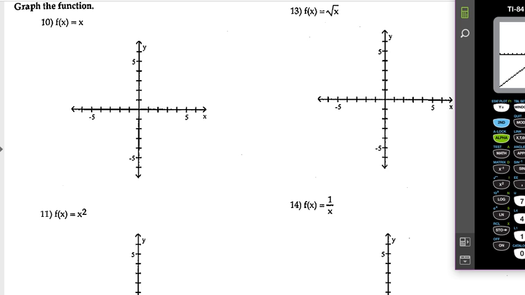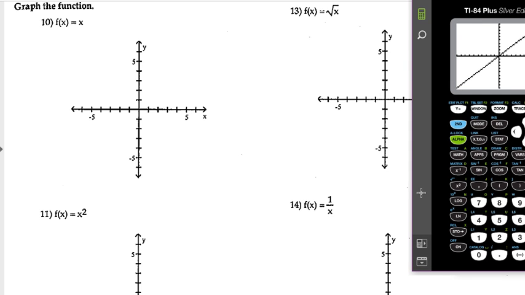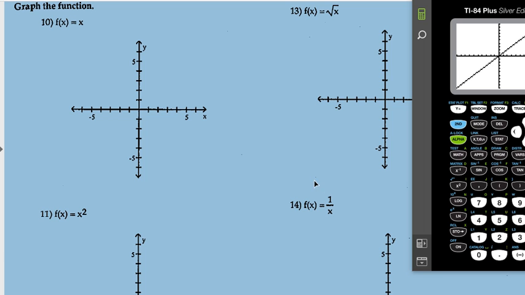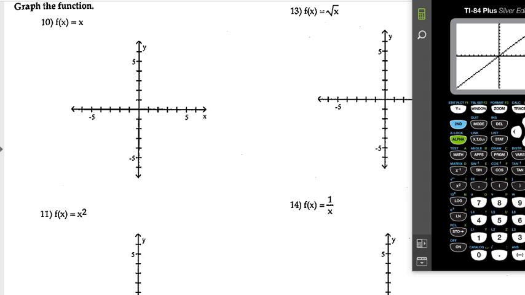The point here is that we now know that this is the equation of a line that goes like this, passing through the origin.